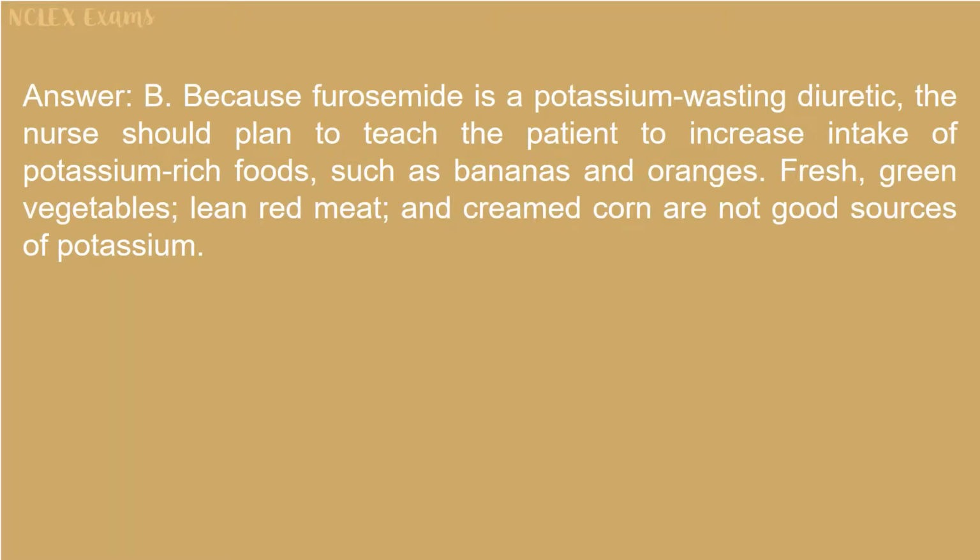Answer: B. Because furosemide is a potassium-wasting diuretic, the nurse should plan to teach the patient to increase intake of potassium-rich foods, such as bananas and oranges. Fresh, green vegetables, lean red meat, and creamed corn are not good sources of potassium.